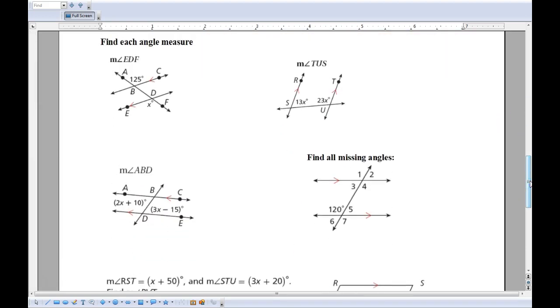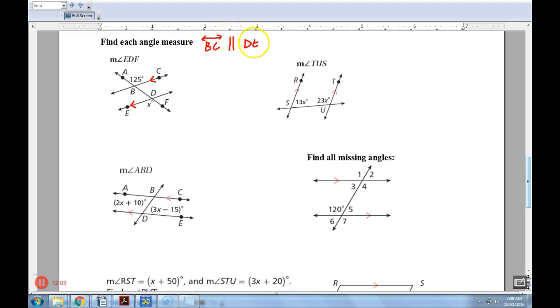So find each angle measure. Some of these involve algebra, some just involve numbers. Looking at my picture here, one thing I also didn't mention: these little red arrows represent parallel lines. So if I wanted to, I could say that line BC is parallel to line DE. That's one way I could let you know you have parallel lines, but the other way is to simply put a set of arrows on them, and that also lets you know that the lines are parallel. So let's fill in these angle measures.